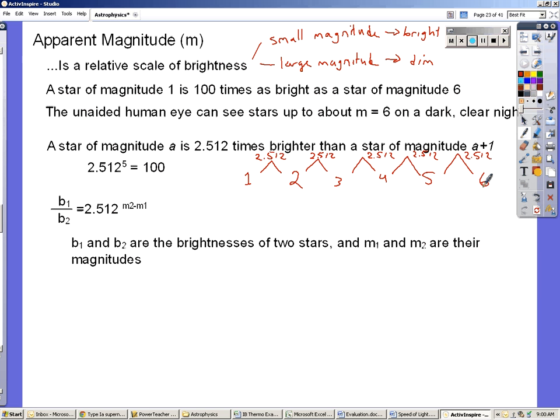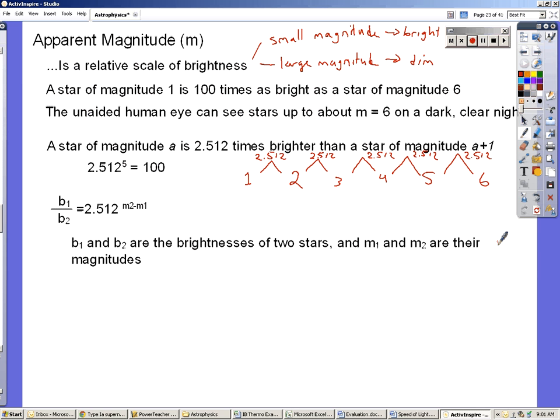So if we start with the brightness of a magnitude 6 star and go to magnitude 5, we have to multiply the brightness by 2.5. To go from 5 to 4, we have to multiply the brightness by 2.5 again. And so we multiply by 2.5 five times. The reason that value 2.512 is chosen is it just so happens that 2.512 raised to the 5th power is 100.